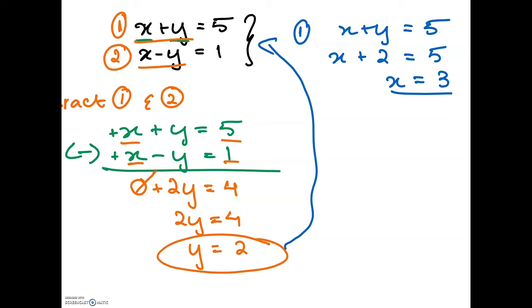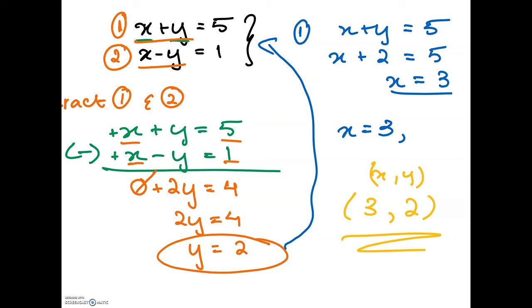So the solution to this system would be 3, 2. So basically you're writing it like x comma y, like coordinate points on a graph. So it's going to be 3, 2. If that's too complicated, you can always write it as x is equal to 3 and y is equal to 2. So this would be your two solutions.